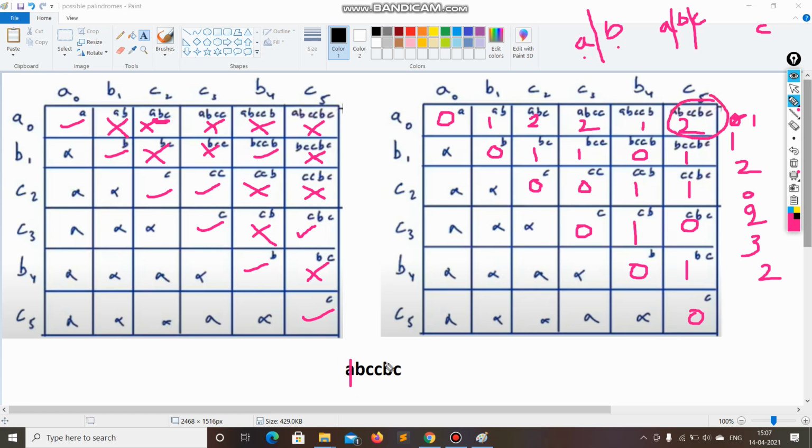See, 1, 2. So how many minimum possible palindromes will you get? Minimum cuts plus 1. So this is the answer. 3 is the answer. So in the next video, I will explain my code.